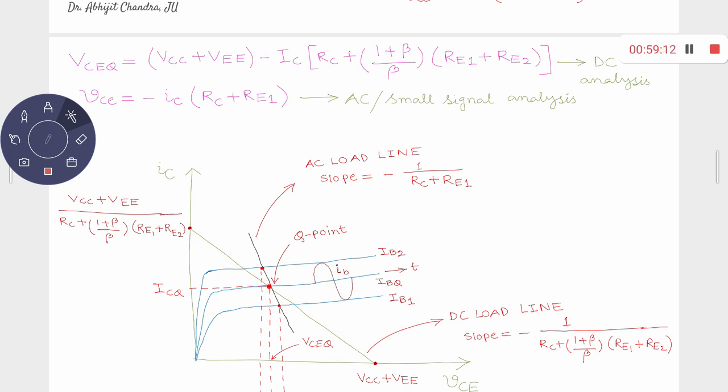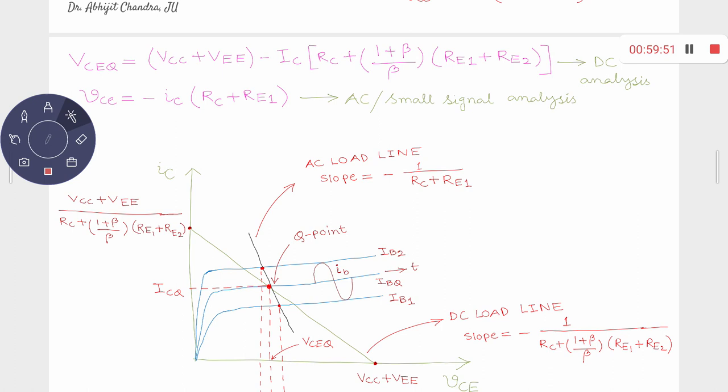What is the slope? It is given by minus 1 by this entire factor, RC plus ((1 plus beta) by beta) into (RE1 plus RE2). That is the slope. Now, as of now, you people are familiar with the DC load line, but you don't have an idea: if there is a DC load line, can there be an AC load line as well? I have not discussed anything regarding the AC load line. We have discussed only the DC load line.